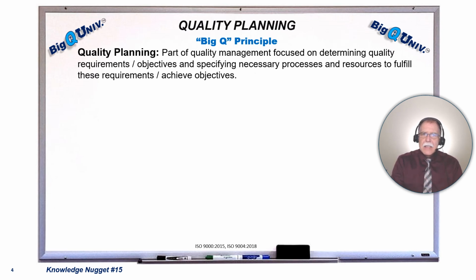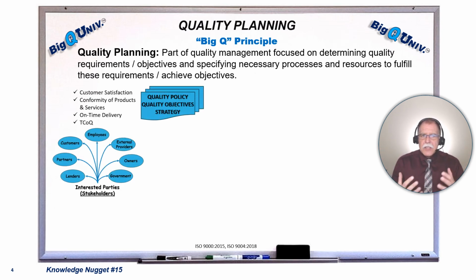Now, if we take a look at this at a system level first, we start out with interested parties, relevant needs and expectations. Those feed up into understanding what our key quality policy is going to be, which then will create a framework for our quality objectives and our strategy. Now we know at a minimum our quality objectives are going to be overall customer satisfaction, conformity of product and services, on-time delivery, and a cost consideration, either total cost of quality or cost of poor quality.